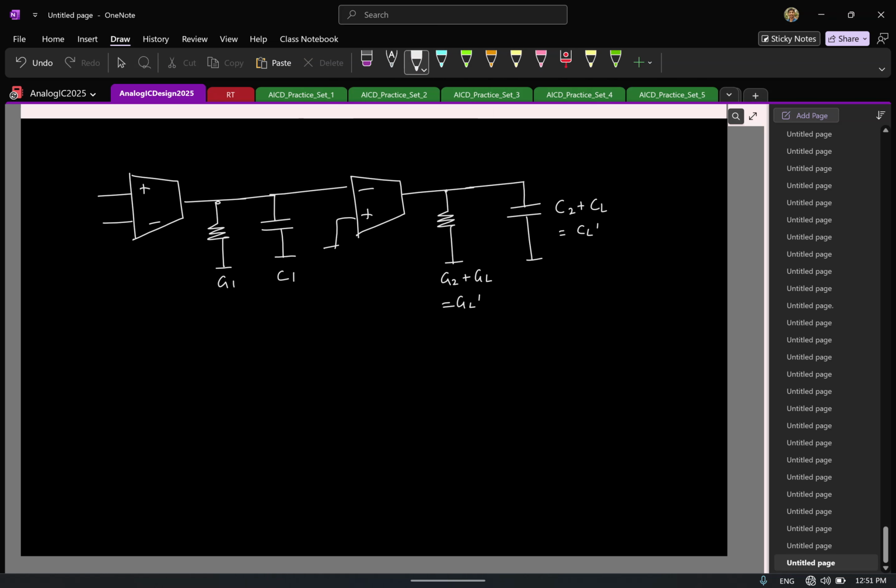And these are GM1, GM2, two OTAs. And by the way, why did you think I have chosen the input to be given to the negative terminal here?